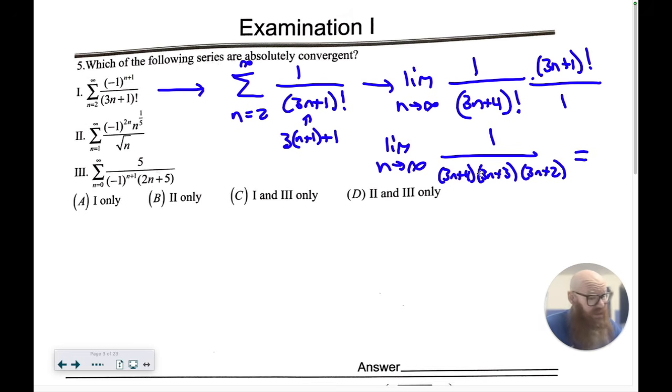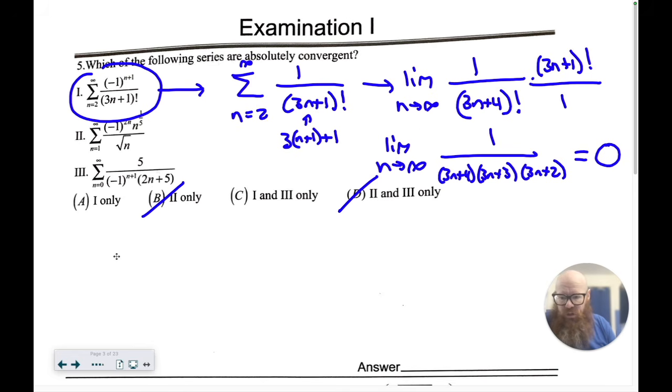This limit is clearly 0. Hopefully we can see it's 1 over infinity, or 1 over an infinite limit. And that means that since that's less than 1, by the ratio test, this converges. So which series converges absolutely? That one does. So this is out and this is out. So this means I really only have to check 3.